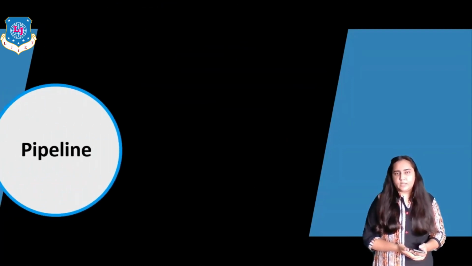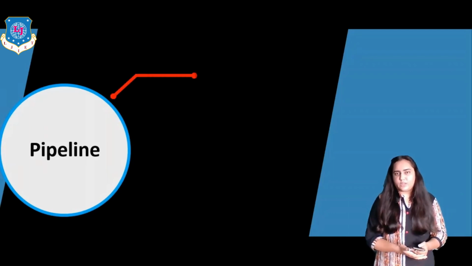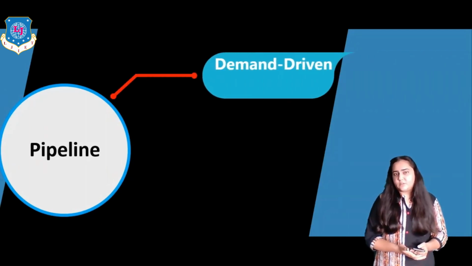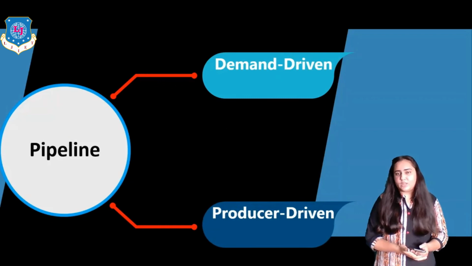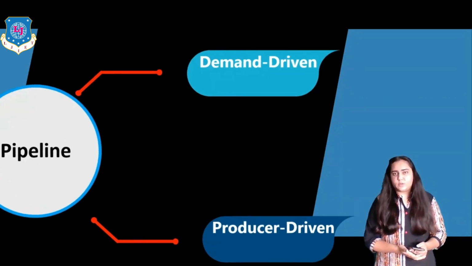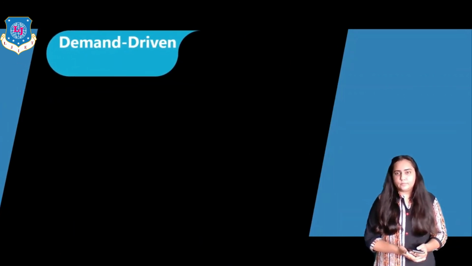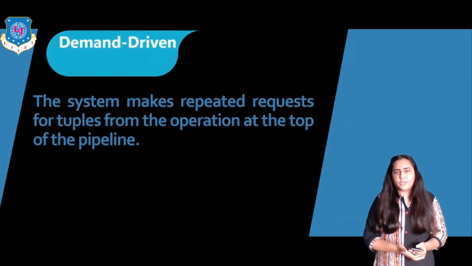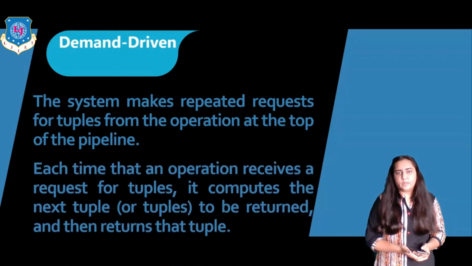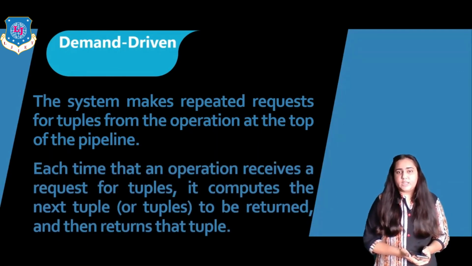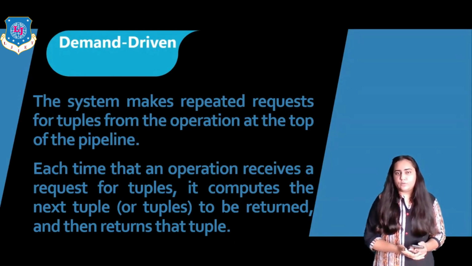Now, pipelining can be done in two different ways. The first way is a demand-driven pipeline, and the second way is a producer-driven pipeline. So let's first take a look at demand-driven pipeline. Here the system makes repeated requests for tuples from the operation at the top of the pipeline. And each time that an operation receives a request for tuples, it computes the next tuple or tuples to be returned and then returns that tuple.